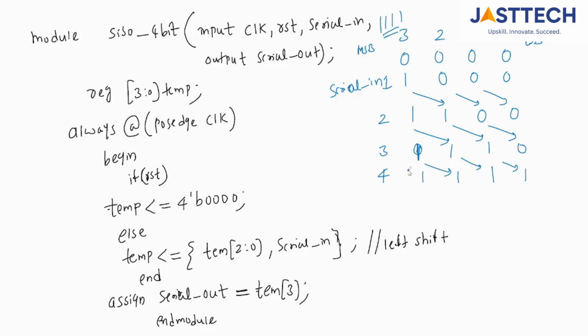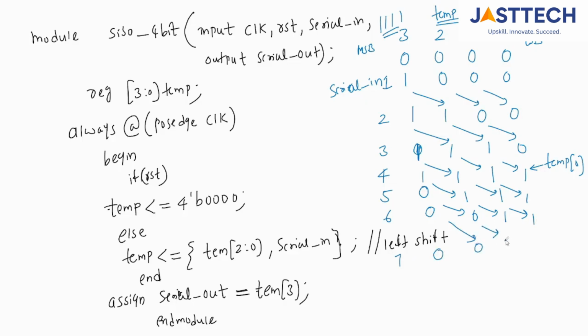Okay, 1. And at the fifth clock pulse, what happens? Whatever the back position is, that will be loaded with 0, and this 1 will come here, and this 1 will come here, this 1 will come here. So you are getting the serial out data at temp 0. At the sixth clock pulse, this 0 will be shifted, 0, 1 and 1. At the seventh clock pulse, 0 will come here and this will be shifted, 0. Again this is 0. Again this is 1 you will get.